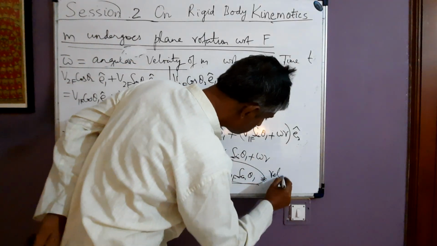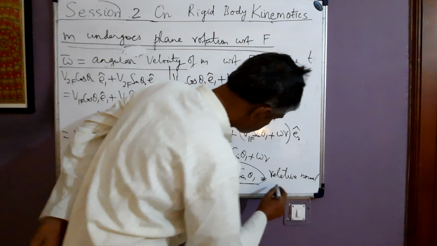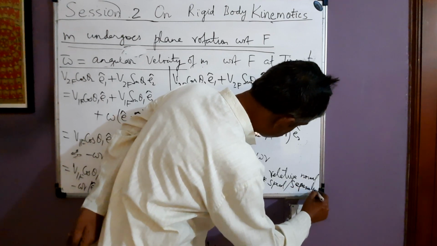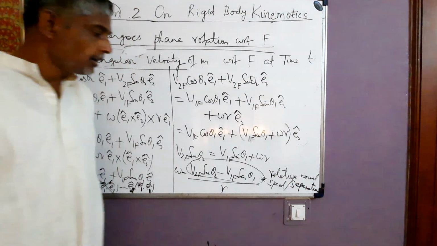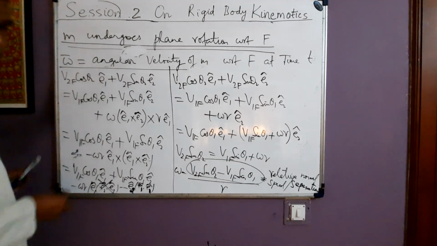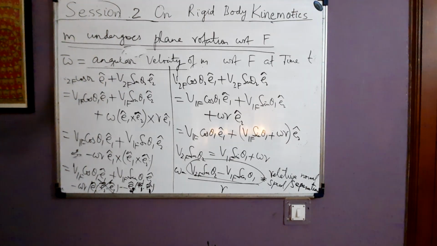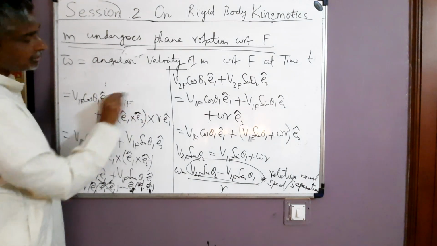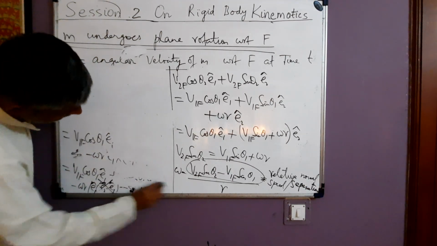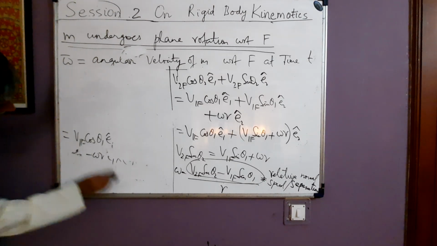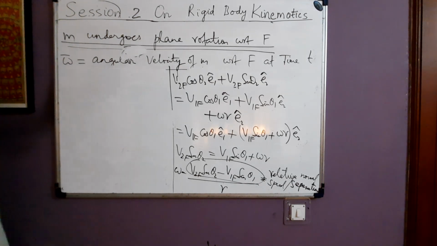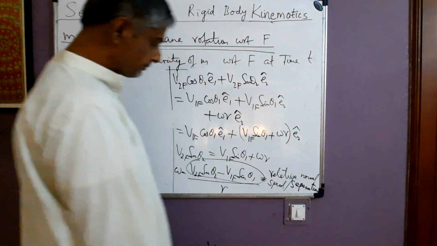So omega is equal to relative normal speed by r. R is the separation between P1 and P2. So omega is just the relative normal speed by separation. This is the first proof of omega. Fine. So this is the definition of omega in plane motion: relative normal speed by separation. So omega is just equal to relative normal speed by separation, that is omega.